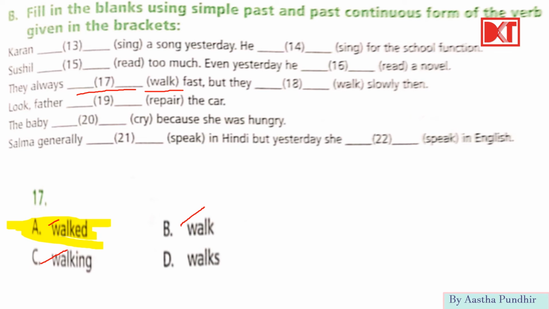Okay, जैसे हमने पढ़ा था simple past में हम कोई habit की या फिर जो fact है previously कोई completed action है तो उसके लिए, so they always walked fast, simple past. ed add करके हमने simple past की formation कर दी. But the rest of the options, B, walk is the infinitive form, walking is used for the continuous form, D, walks is for again the simple present. Alright, that's all.